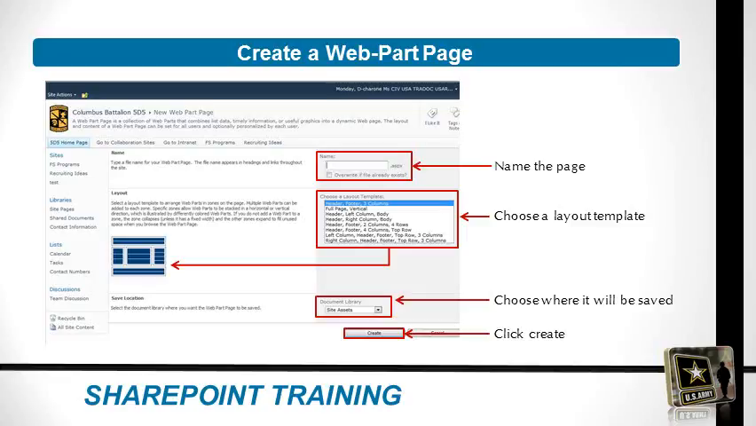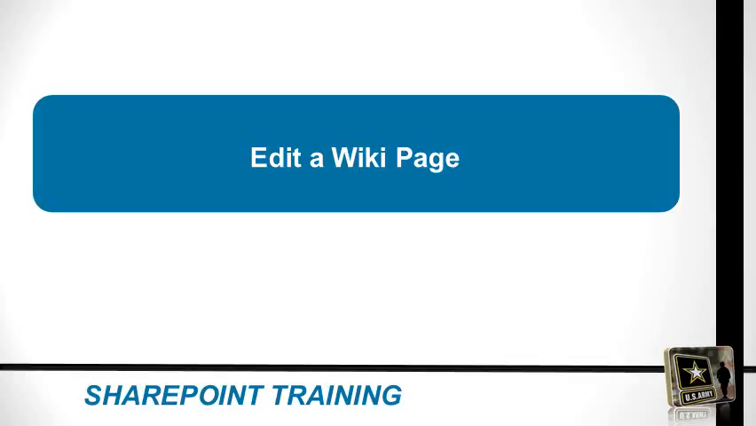Note, all pages of a collaboration site, except the home page, are stored in libraries. Unlike wiki pages that are stored in the Site Pages library, web part pages are saved in the Site Assets library by default, but can be stored in any other library on your site. To help users find your web part pages more easily, put them in your Site Pages library along with your wiki pages. Now that you know how to create pages, let's see how you add and edit content on them. First, let's see how you add and edit content on a wiki page.